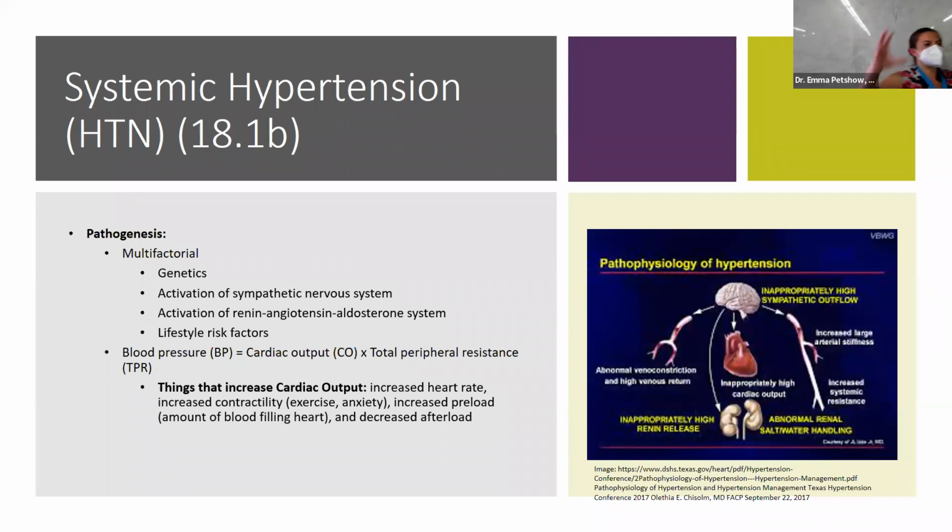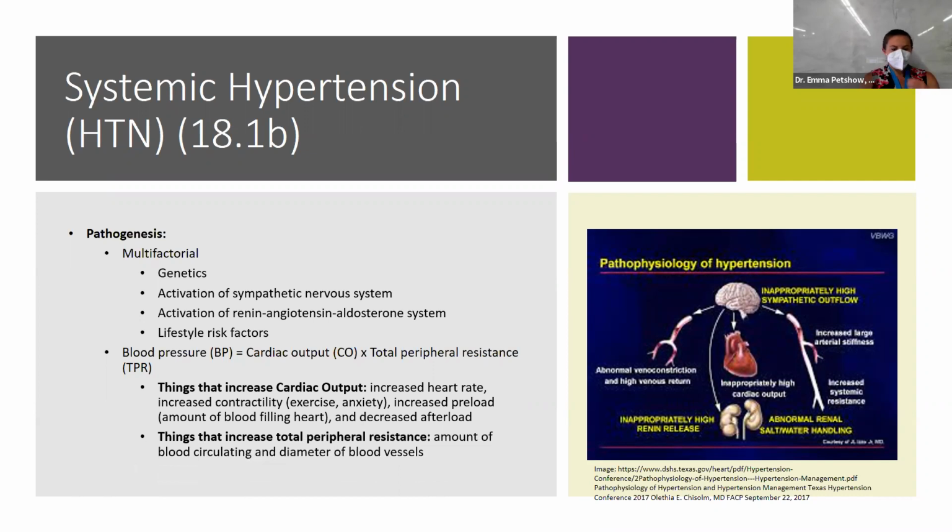Same with total peripheral resistance. If your blood vessels are clamped down and vasoconstricted, it's going to increase peripheral resistance. You're going to have to work harder to pump blood through those tiny vessels. That can also increase blood pressure. So the amount of blood circulating and the diameter of your blood vessels. So I like to think about it that way. What can increase cardiac output? What can increase my total peripheral resistance? Any of those things could be risk factors and contribute to the pathogenesis of this condition, right? You don't have to memorize 5,000 things then. You just have to know logically what could do those processes, what could increase those two processes.